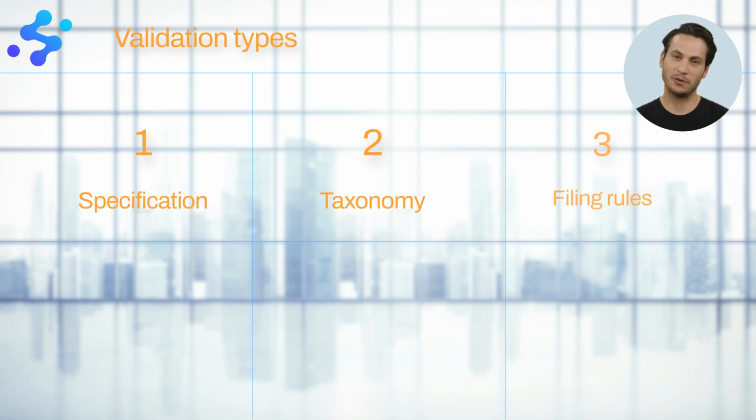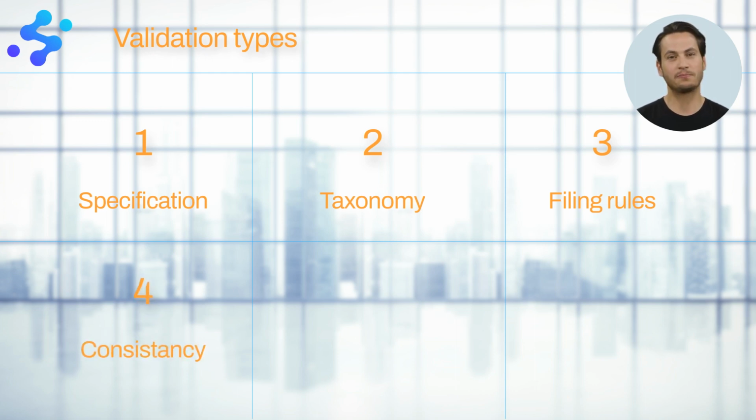3. Filing rules. Many regulators define additional rules for your report, which are not embedded in the taxonomy. An example: footnotes are not allowed to be used for a particular report. 4. Consistency. When creating a report, mistakes are easily made. Items like facts accidentally being double reported, or the report language not being set, are typically some of those things. With a consistency validation, these items can be tackled.